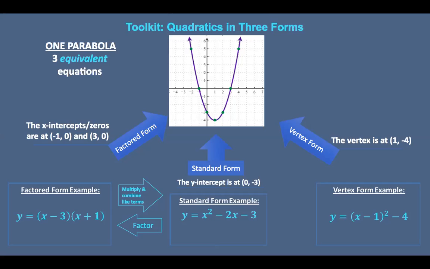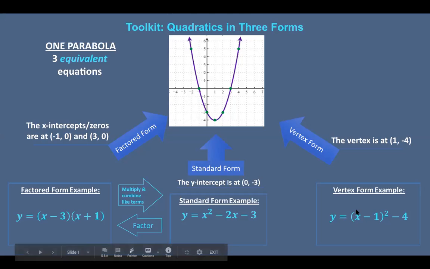Now, how do I get between standard form and vertex form? Well, to get from vertex form to the other one, I can multiply this (x minus 1) squared. I can multiply it out because that's (x minus 1) times (x minus 1), and then subtract 4. So once I do that and combine like terms, it will come back to the standard form right here.